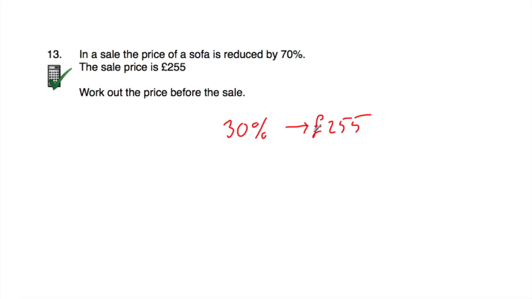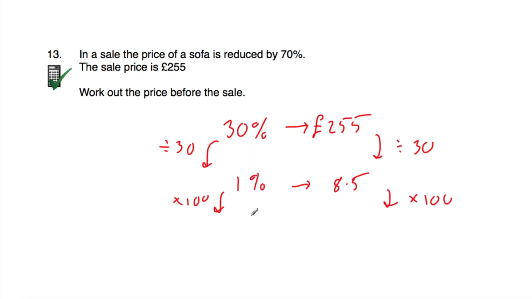Now what we're going to do is divide both of these by 30. We want to find out what 100% is, so we're going to divide both of these by 30. And then we can find out what 1% is. So 1% is equal to, and if we do 255 divided by 30, that's equal to 8.5. And then if we multiply by 100, we can find out 100%, so the price of the sofa without any reductions. So 100% is equal to 8.5 times 100, which is £850. So the price before the sale is £850, and that's it.